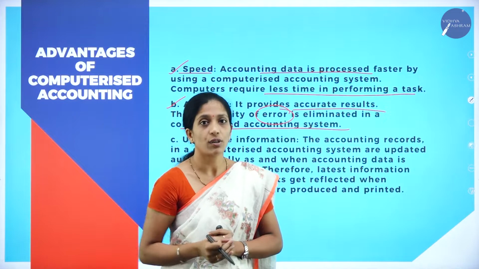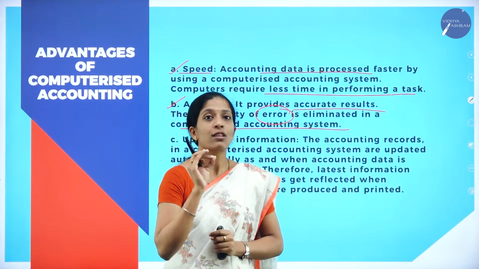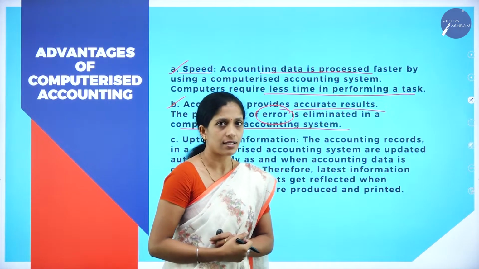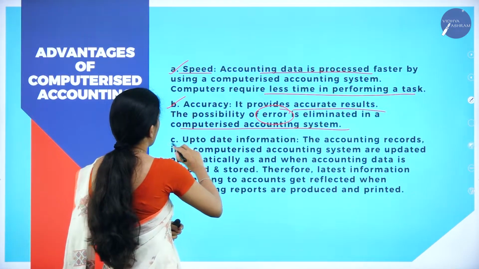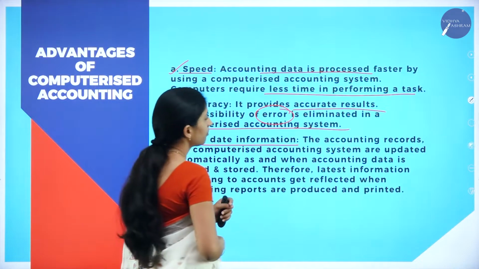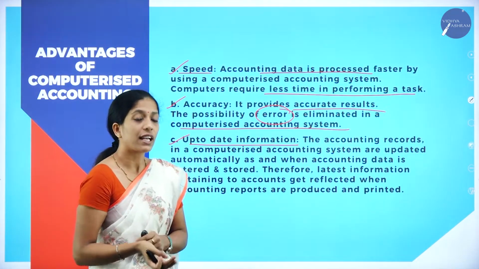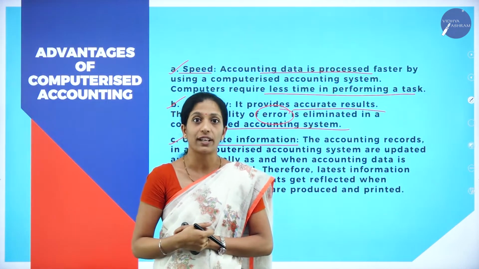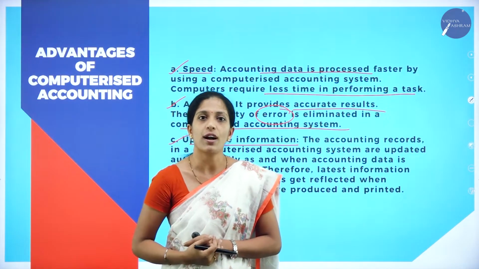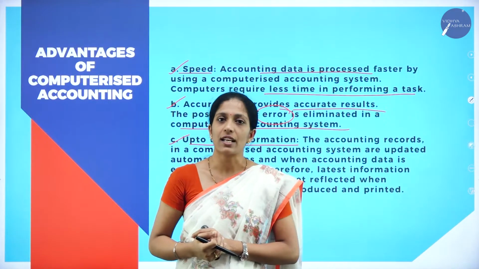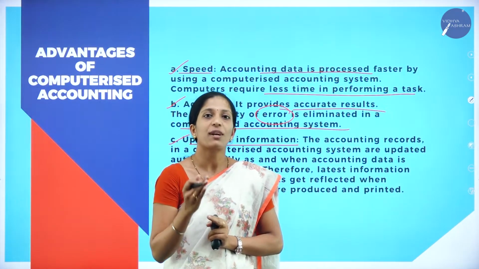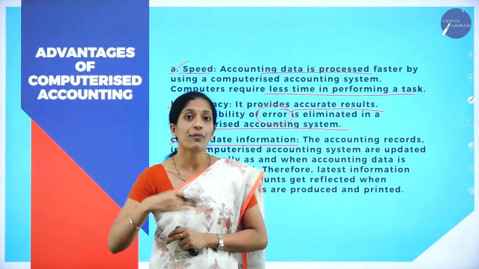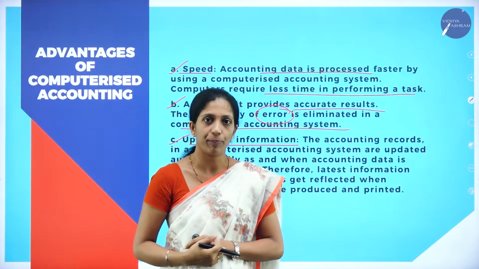So the accuracy will be more. So correctness of the data will be more when compared to manual accounting system. Next one is up-to-date information. So we might forget some of the principles, we might forget some of the rules and regulations of accounting system, but this will not happen under computerized accounting system. Up-to-date information will be processed immediately whenever a new rule or a new principle is being implied.